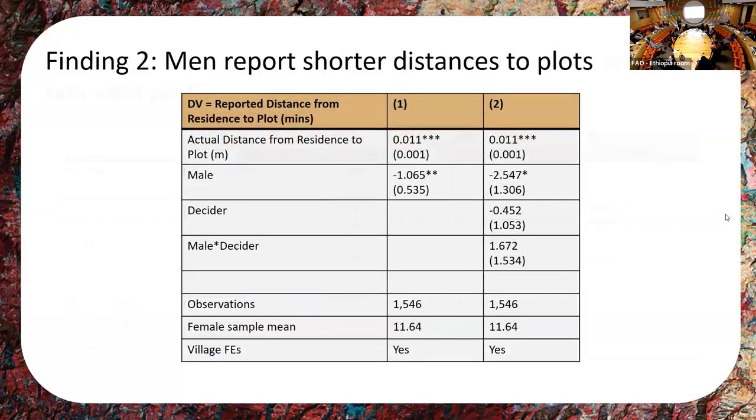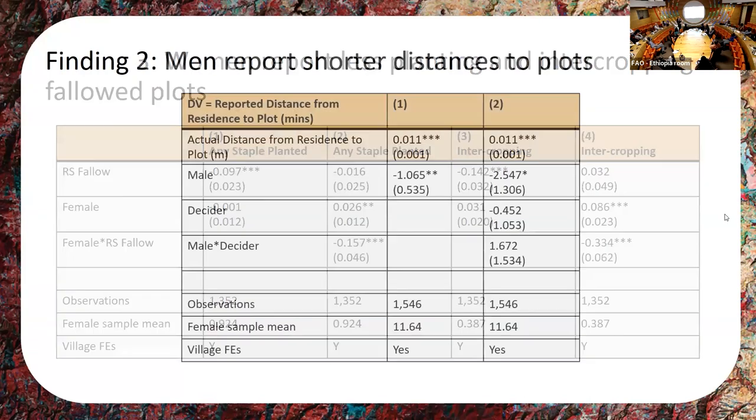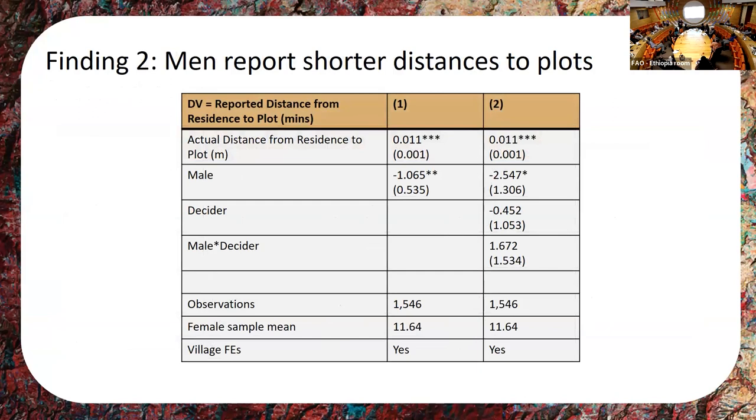Next, we can shift to look at distances to the plots from the house, sorry. And we can account for this a little bit more noisily than size, because we use the straight line distance from the residence to the nearest point on the boundary of the plot. So it's a little noisier, but we can still account for the actual distance. And what we find is that men report shorter distances to plots than do women.